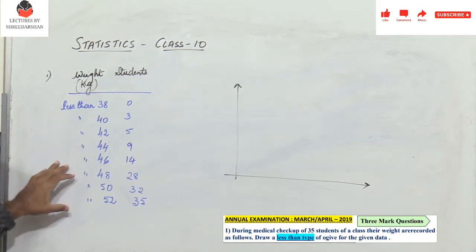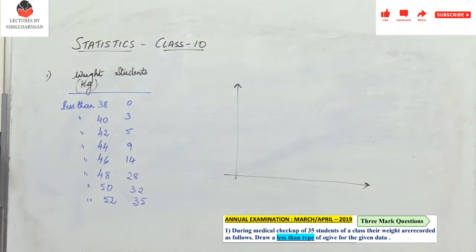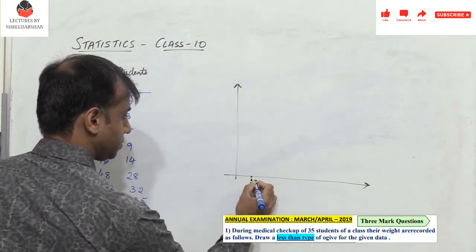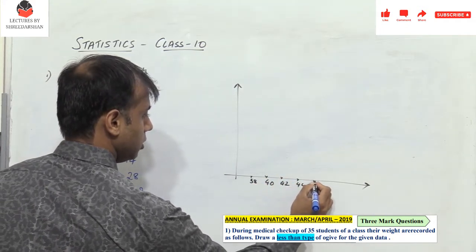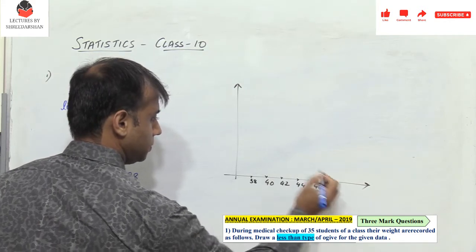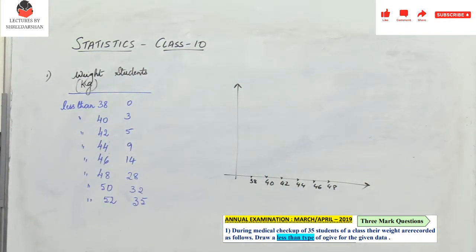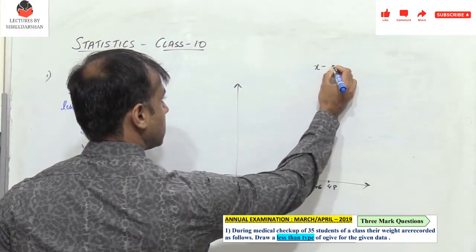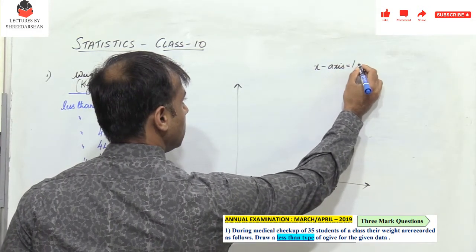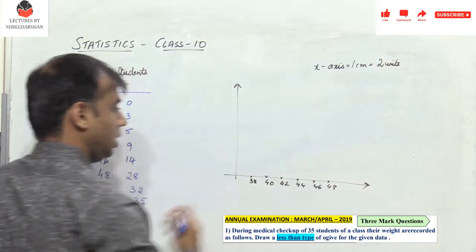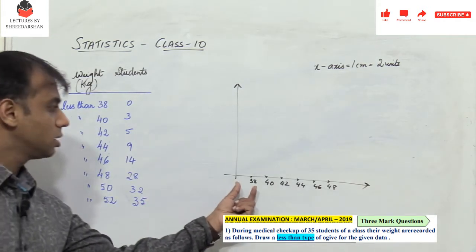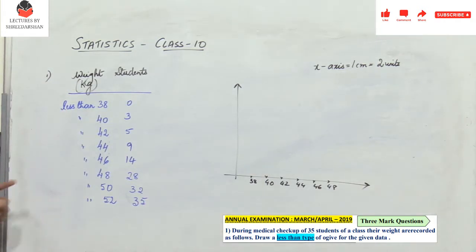Now here for the given data we need to draw a graph. So to draw a graph, what has to be done is, let me consider the weight along the x-axis. So I have 38, 40, and then 42, 44, 46, and so on. So I need to write the scale. The scale for x-axis, 1 centimeter equals 2 units, right? So each centimeter corresponds to 2 units. That means it corresponds to 2 kgs here.